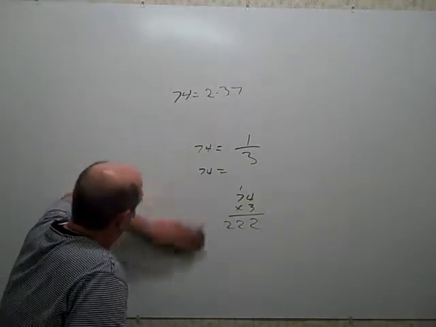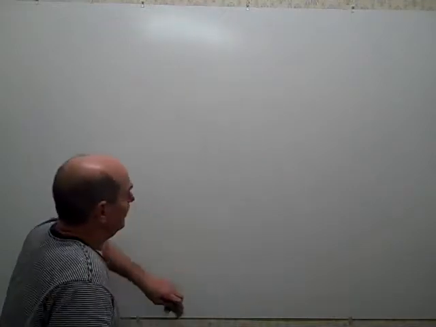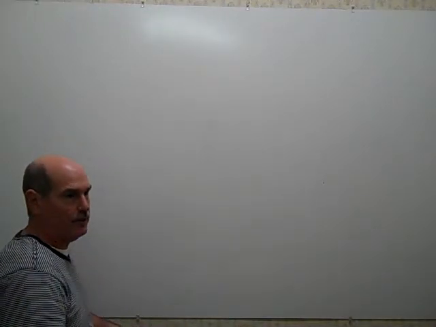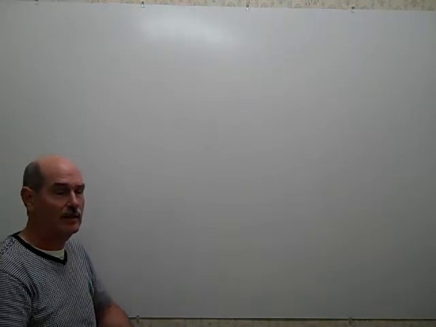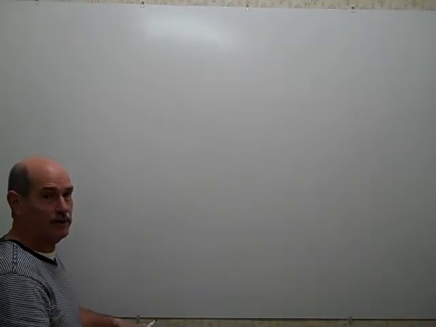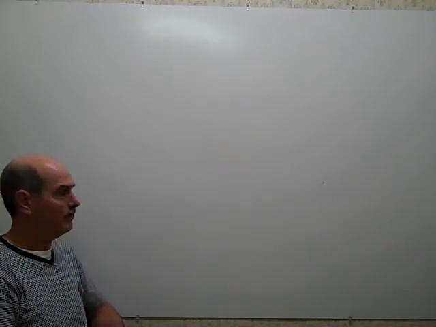Okay, so that's the basic skills. You should be able to identify prime numbers, and you should be able to do both factor trees or repeated division to find the prime factorization of a given number, and then use that to find the greatest common factor of 2 or more numbers, and then use that to reduce fractions.